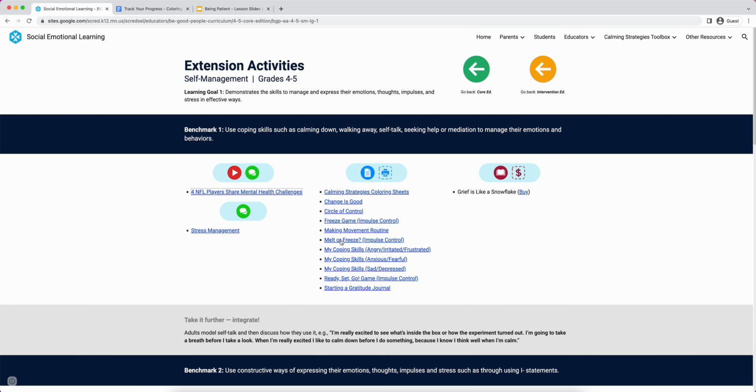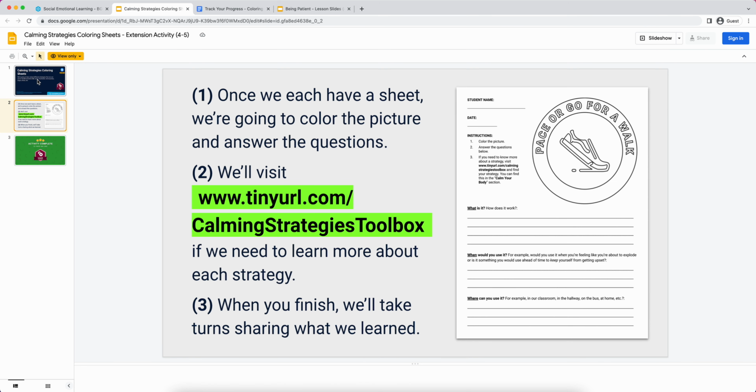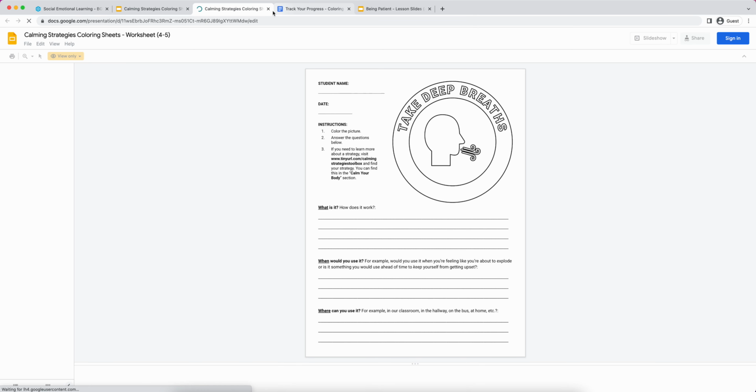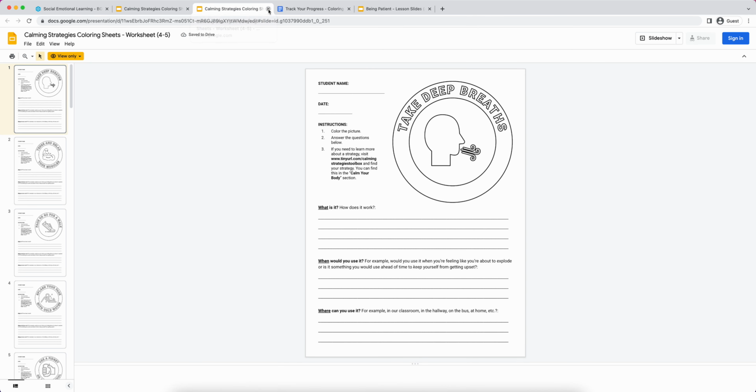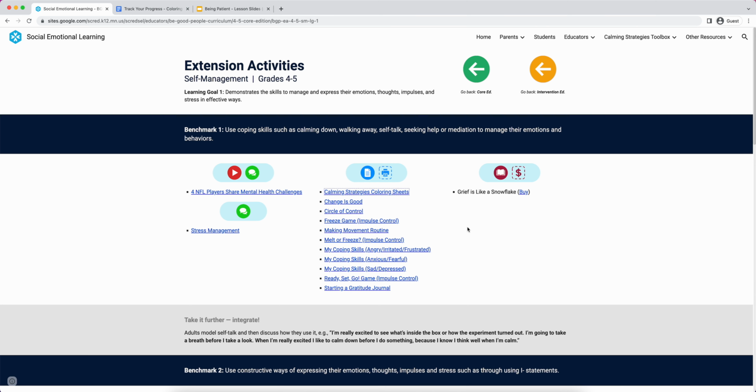Like I said, there's worksheets, there's all kinds of different things. Let's click on calming strategies coloring sheets. These are cool. The learning badge is still there. Everything looks pretty much the same, except there's no video. It's just worksheets. And if I want to print these, in this case, there's a little print button that opens it up for me. So like I said, very flexible category, these extension activities.